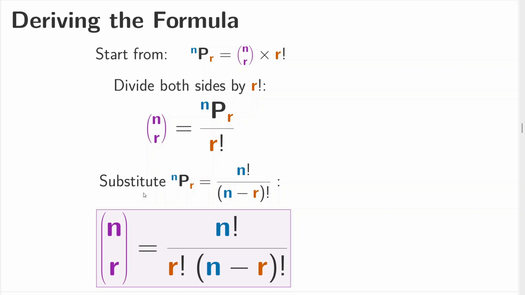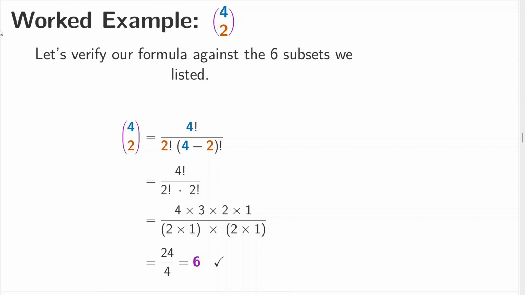We already know from standard algebra that the permutation formula NPR is n factorial divided by n minus R factorial. When we substitute that into our equation, we arrive at our beautiful final formula. N choose R equals n factorial divided by the product of R factorial and n minus R factorial. Let us put this wonderful formula to the test with a worked example.